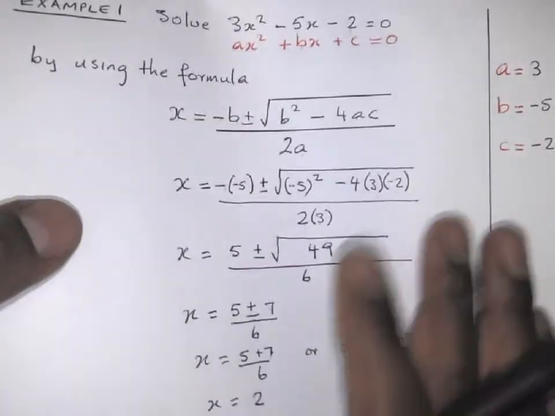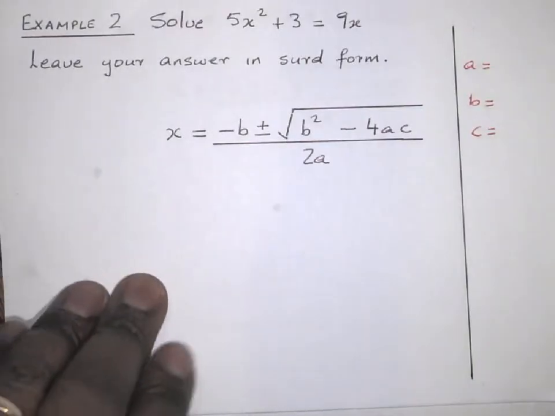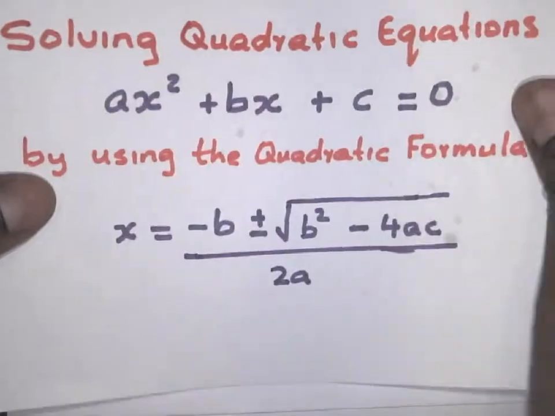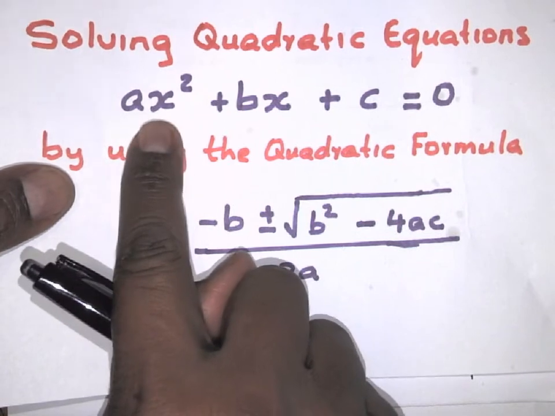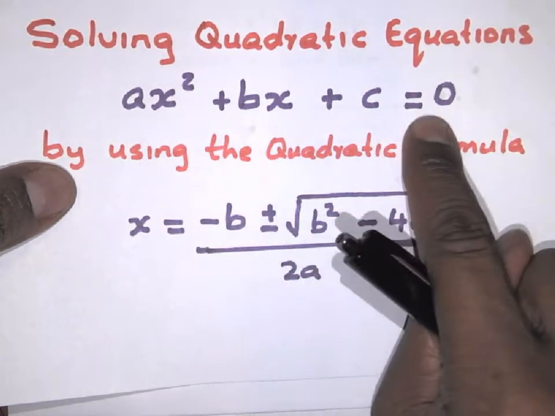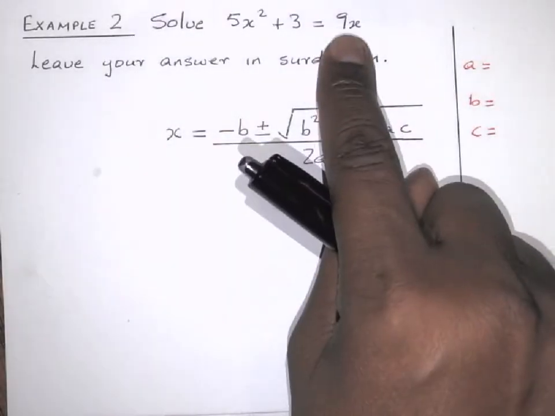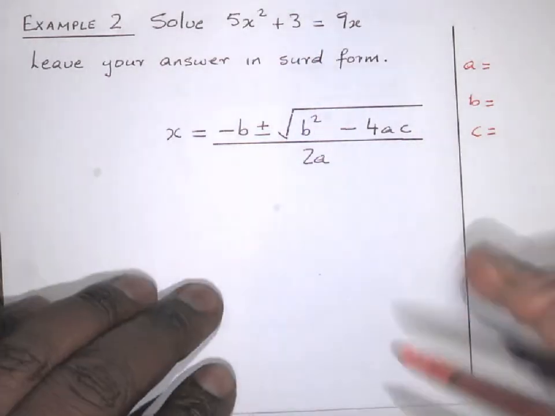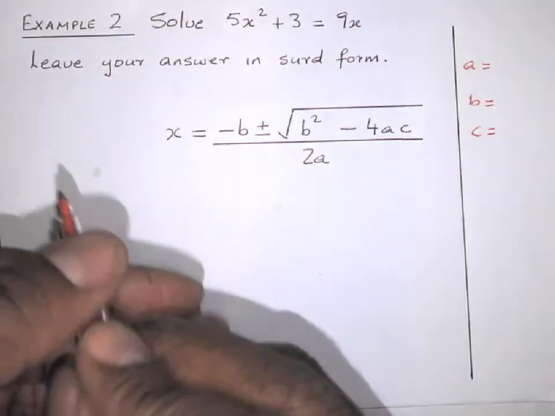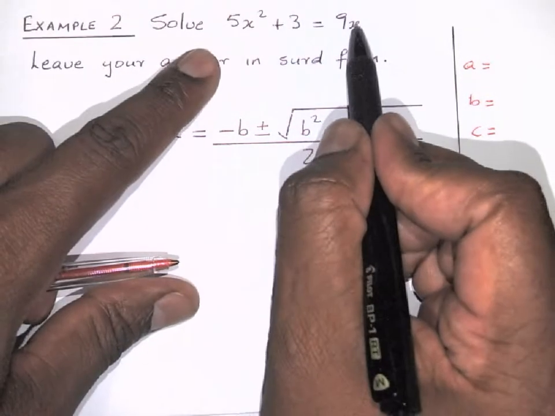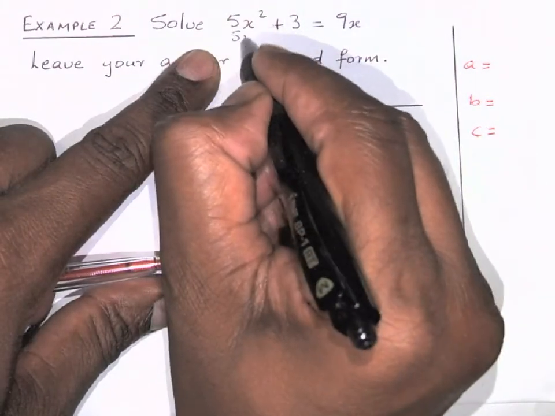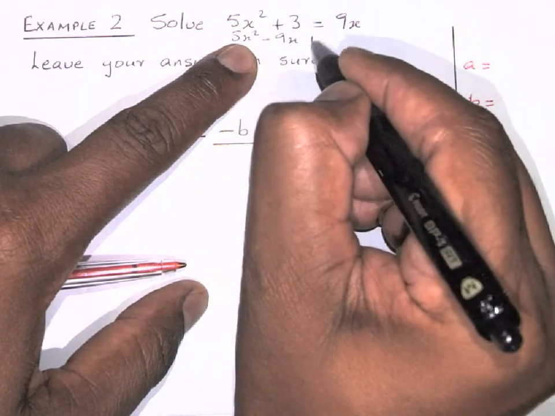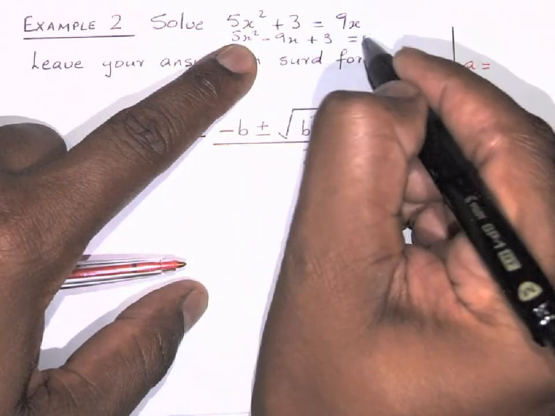Let's look at another example. Now we've got to solve this, but you've noticed that we've said a quadratic equation must be in the format ax squared plus bx plus c is equal to 0. Now when you look at this one here, it's not equal to 0. So I think it would be wise if we rearrange this and write it nicely so that we take this to the other side. So I'll get 5x squared, then minus 9x, then plus 3, which is equal to 0.